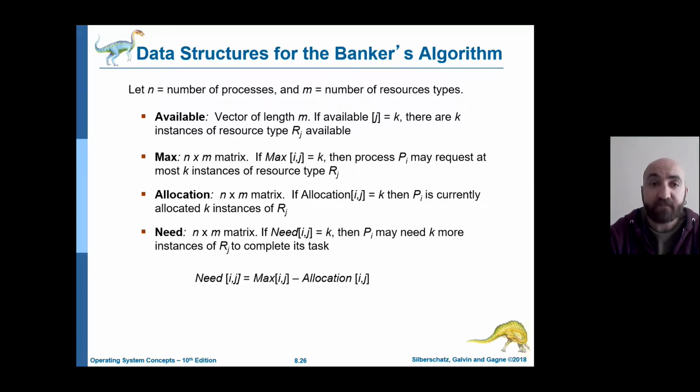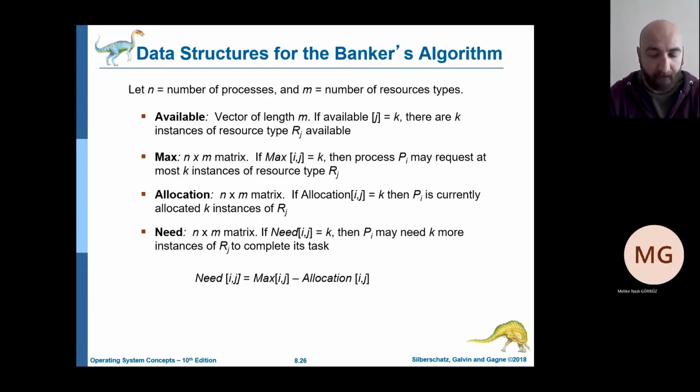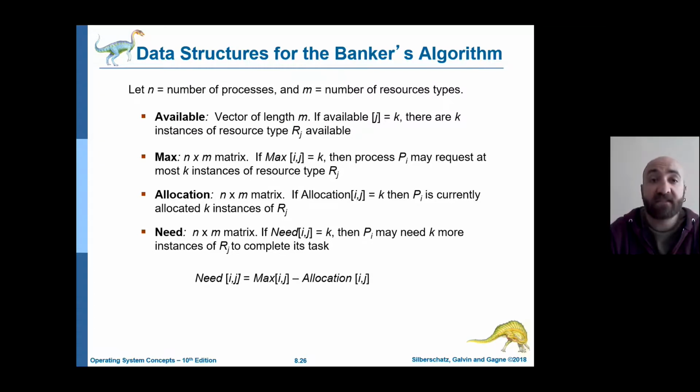Based on that, we need Available, which is a vector of length m that indicates the number of available resources of each different type. If Available[j] equals k, then k instances of the resource type Rj are available. Max is an n times m matrix that defines the maximum demand of each thread. If Max[i][j] equals k, then thread i or process i may request at most k instances of resource type Rj.